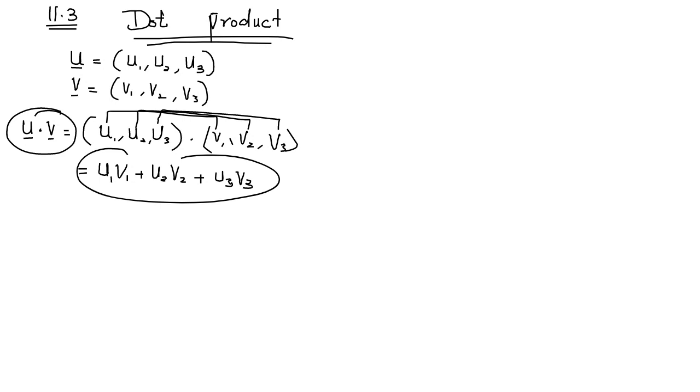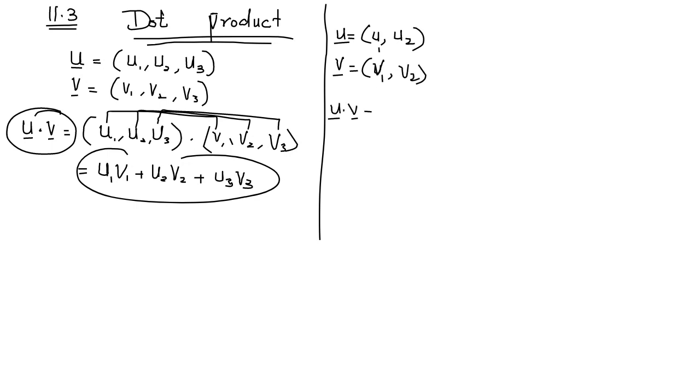Similarly, if you have vector u with two components, u1 and u2, and vector v with v1 and v2, how can you make the dot product? First component with the first component, u1 v1, plus the second component with the second component. Similarly, if you have four components, you do the same method.